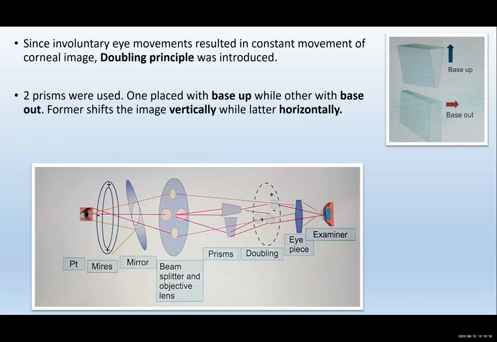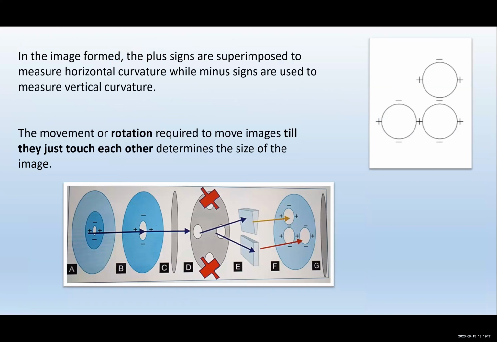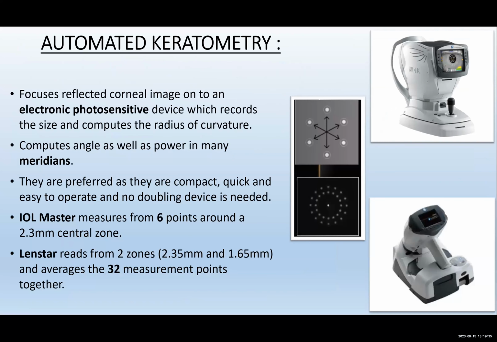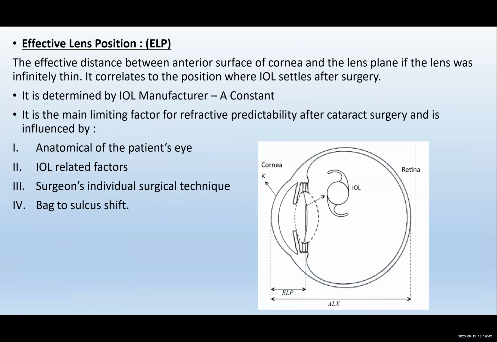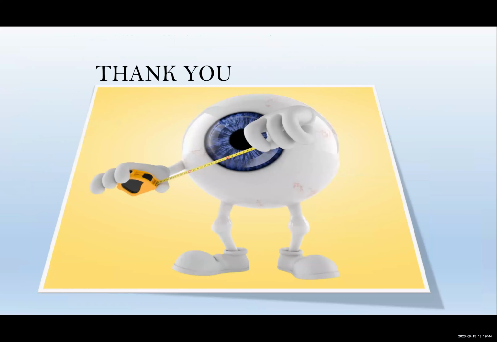In this, since there's a constant movement of the eye, a doubling principle is present, due to which, to avoid this, we use prisms, one which is base up and one which is base out. As you can see in the image, two doubled images are formed, and then finally they are used to measure it. These days we are again using automated keratometry, and other parameters are anterior chamber depth, lens thickness and effective lens position.